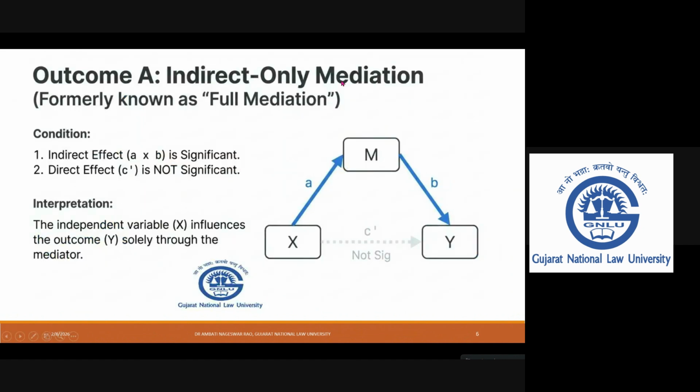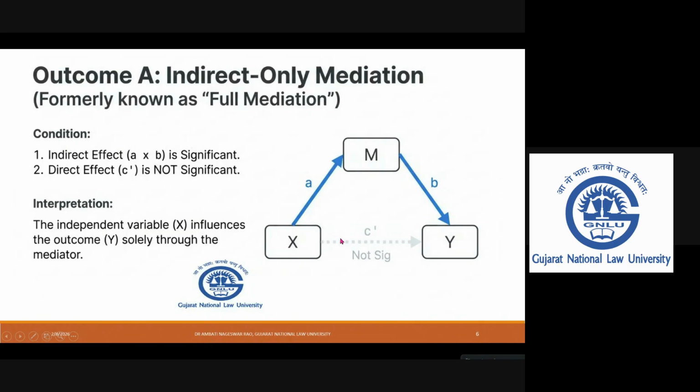When I say indirect-only mediation, the indirect effect is significant. As a mediator, it plays an important role on the dependent variable, the outcome variable. But there is no direct effect. This particular independent variable does not have influence on the dependent variable. So there is no significant direct effect, but the mediator is playing an important role. In that case, the independent variable influences the outcome only through the mediator. This is known as full mediation.